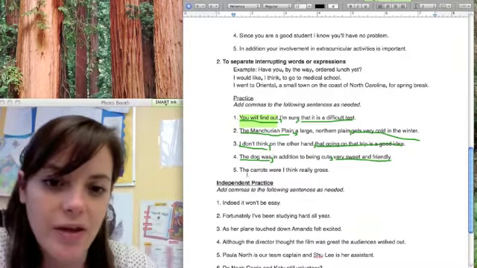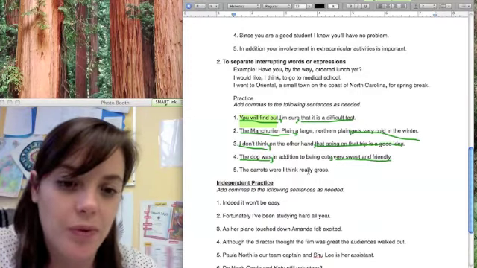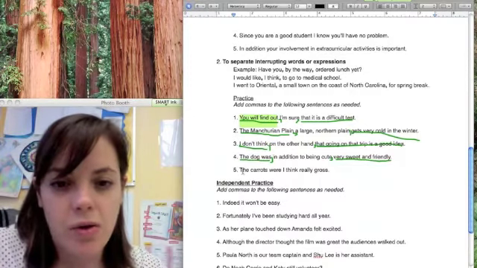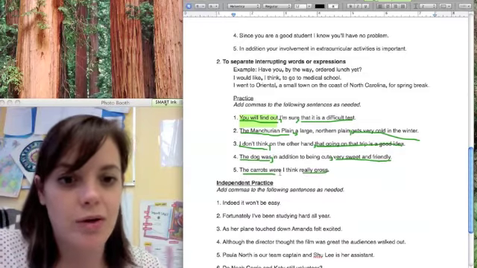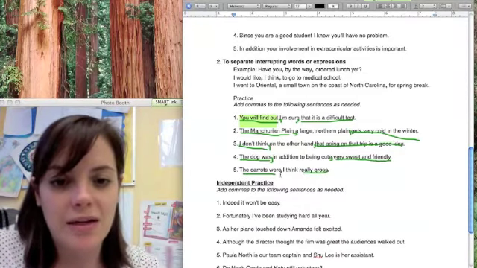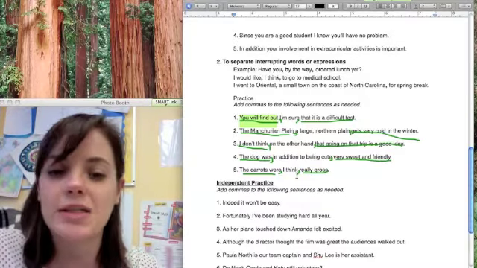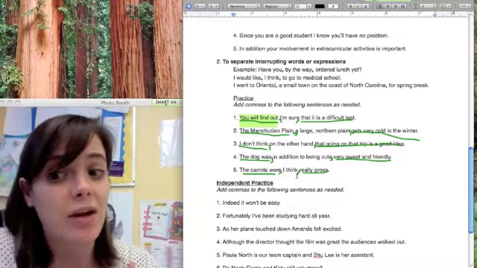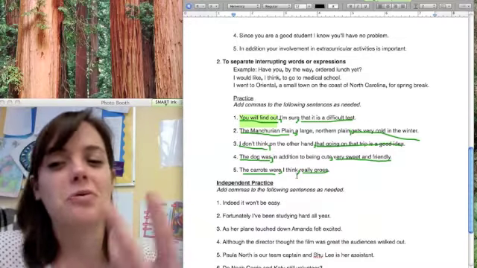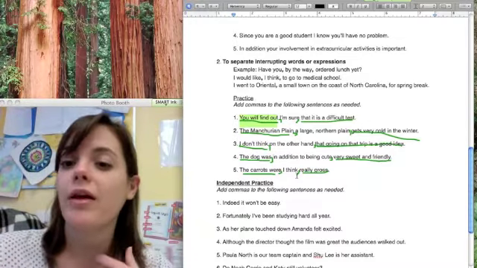All right, number 5. The carrots were, I think, really gross. So it looks like our main thought was the carrots were really gross. And then we set "I think" off with commas. So this is like you're in an argument about carrots and you interrupt yourself. So the carrots were, I think, really gross. So you interrupted yourself to say, this is what I think.